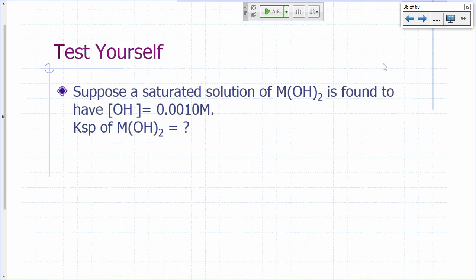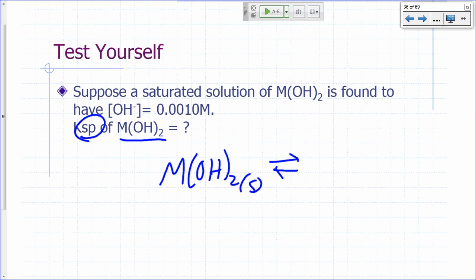All right. Let's say you have a saturated solution of MOH2 and you found you have a hydroxide concentration of 0.0010. What's the KSP of MOH2? So what reaction are we looking for here? MOH2 must be a solid, right? Since we're talking about its KSP. What would be the products for this? 2 hydroxides, obviously, right? So what must be the charge of your M? Plus 2. Okay? So again, you set up your ice table.